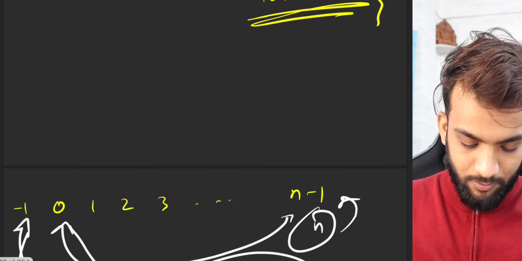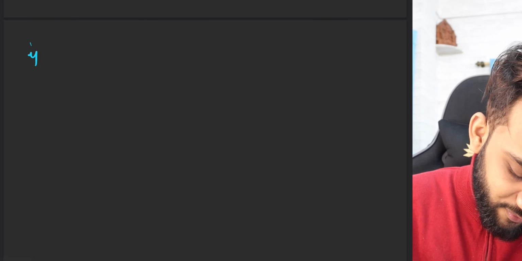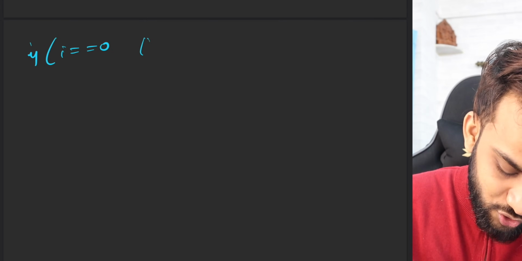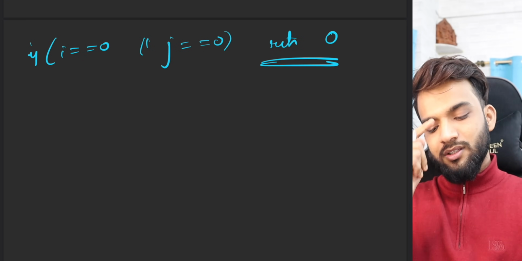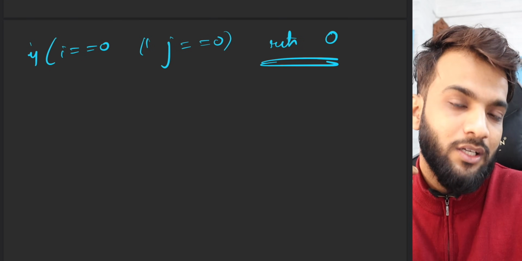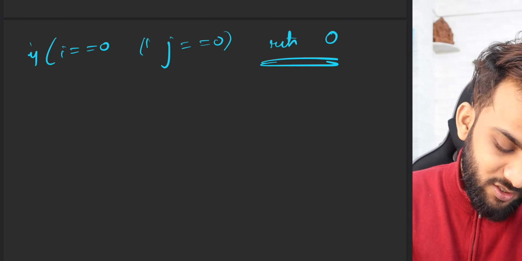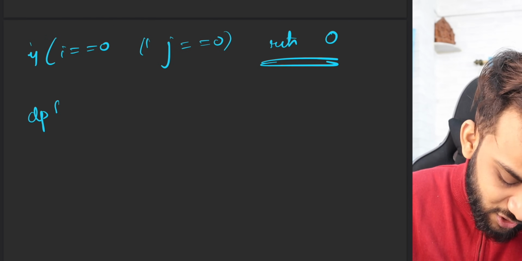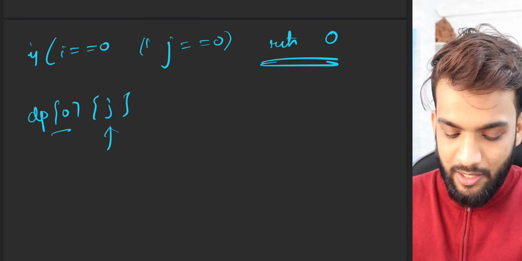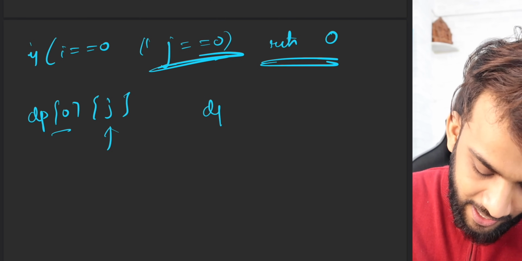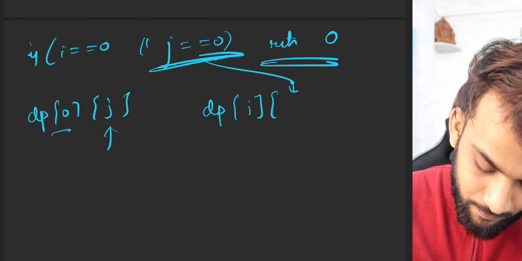What is the base case now? The base case is now very simple. It states if I is equal to 0 or j is equal to 0, we are returning 0. How can I write this in simple layman terms? What does I equal to 0 mean? It means any dp of 0, and this guy can be anything because this is j. J can be anything. And what does this mean? I can be anything, but this guy has to be 0, right?